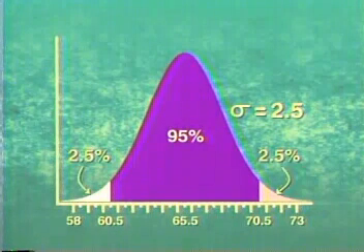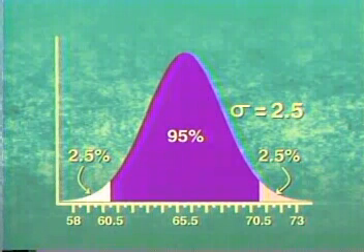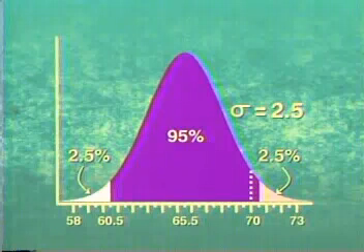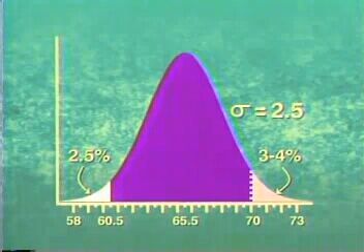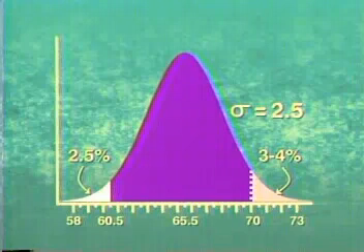This leaves 2.5% in each tail. Our Beanstalk member is 70 inches tall, and that's here, a little shy of the 70.5 inch point. So we can say that only about 3 or 4% of the population is 70 inches or taller.